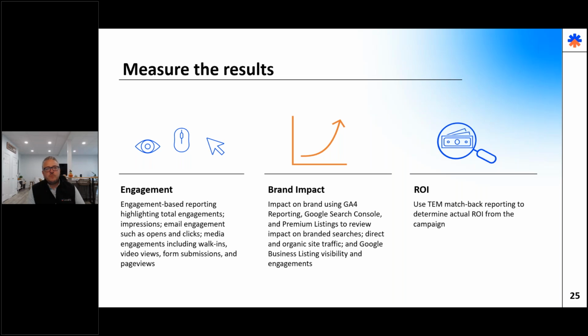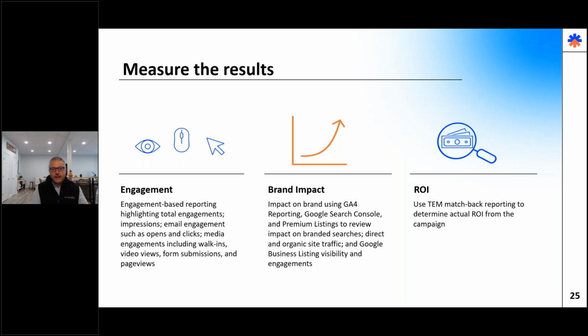So what does engagement mean? Things like impressions, email engagement like opens and click-throughs on the HTML email to your website, media engagements, which could mean walk-ins coming from those addressable geofencing households that we're targeting. We could actually track walk-ins. If you have a physical location in the area, we could tell you how many of those folks saw your ad and then actually walked into your business. Right? That's pretty amazing. We're looking at things like video views, form submissions, and page views.